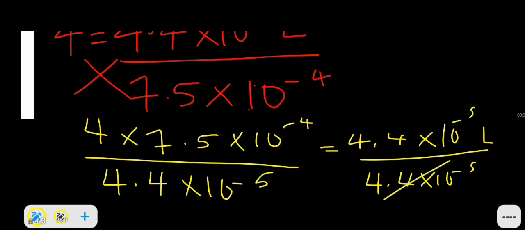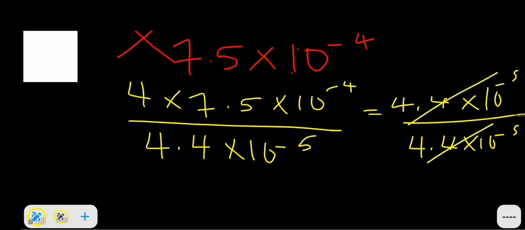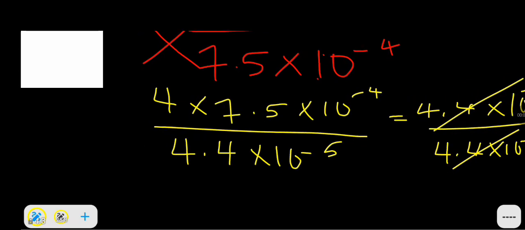So this one will cancel out. You're going to have L, ordinary L, on the left and on the right-hand side. So just to solve this one, divide by 4. 4 here is 1, 4 in 4.4 will give you 1.1.